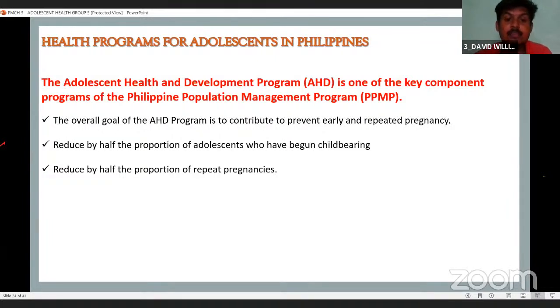The Adolescent Health and Development Program, AHD, is one of the key component programs of the Philippine Population Management Program. The overall goal of the Adolescent Health and Development Program is to contribute to preventing early and repeated pregnancy, reduce by half the proportion of adolescents who have become childbearing, and reduce the proportion of repeat pregnancies. Next slide.